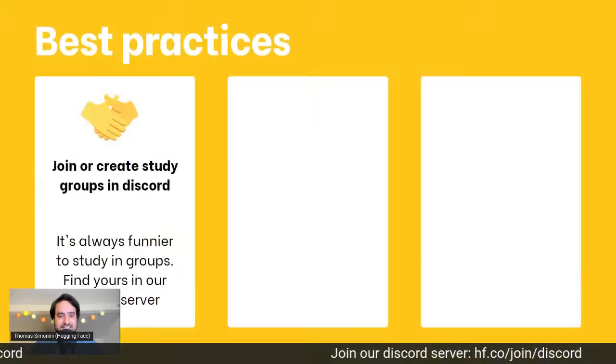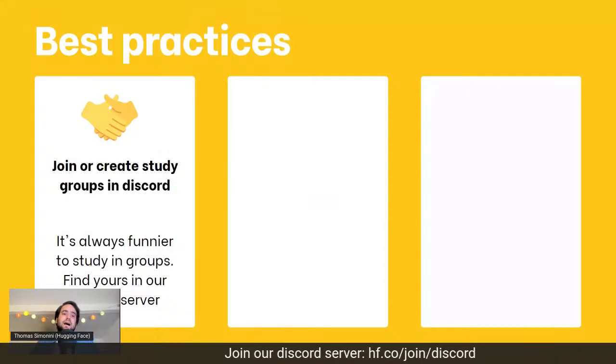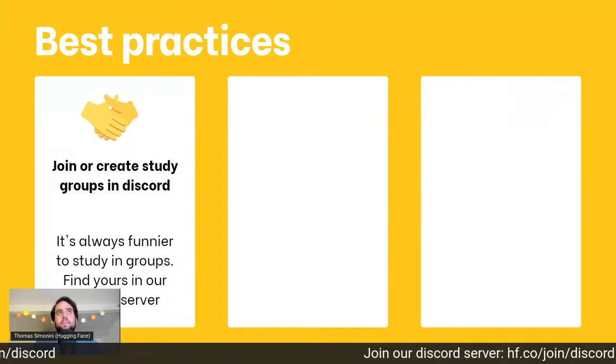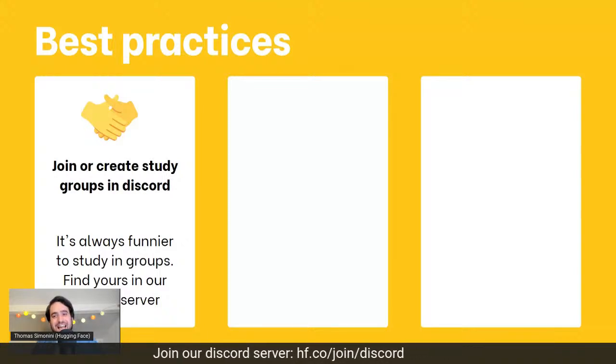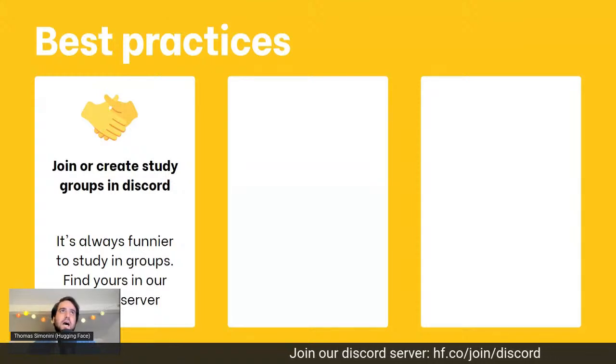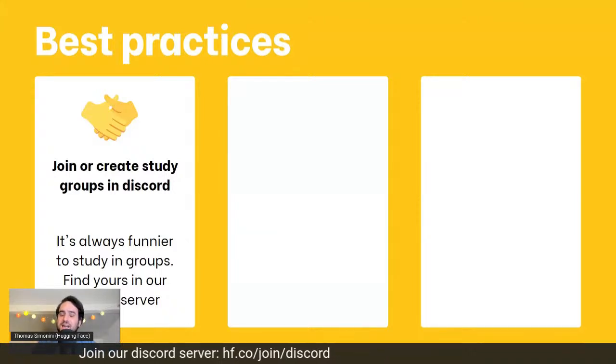I wanted to mention some best practices. The first is you should join the study groups in Discord. To be honest, when I started to study deep reinforcement learning in 2018, I did it alone, and it was really not a good idea. Reinforcement learning is super interesting, but it's sometimes a little bit complex. So working with other people is very nice.